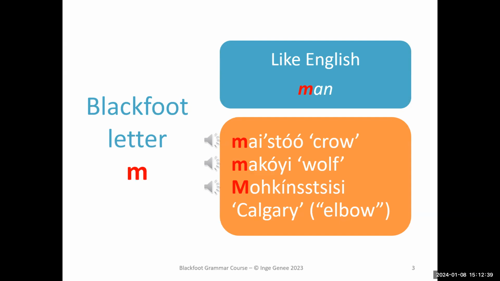The first one is the letter M. If you can say and write this in English, you can say and write it in Blackfoot. Mestu. Makoi. Mohkinstsis.